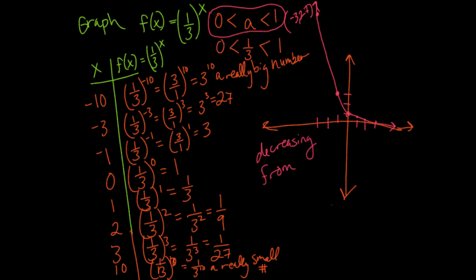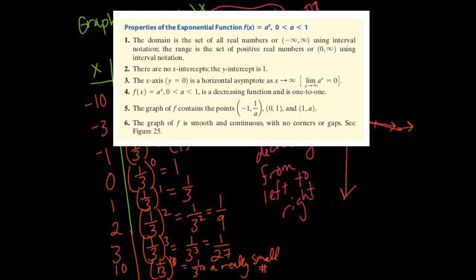Whereas if your growth factor is greater than 1, your function is increasing from left to right. So I summarized that in properties here. Let's first look at the properties from 0 to 1. If the base is between 0 and 1, that's also the growth factor.